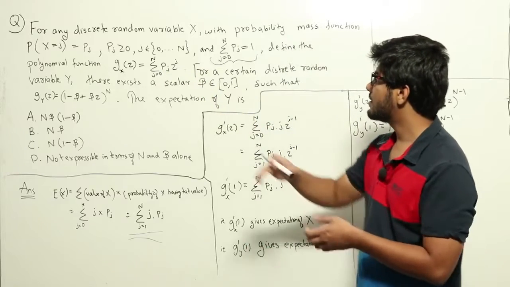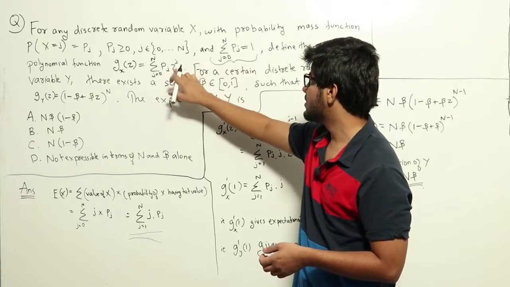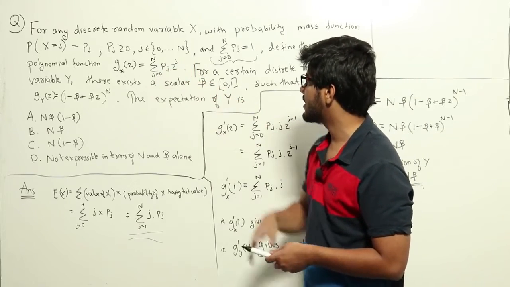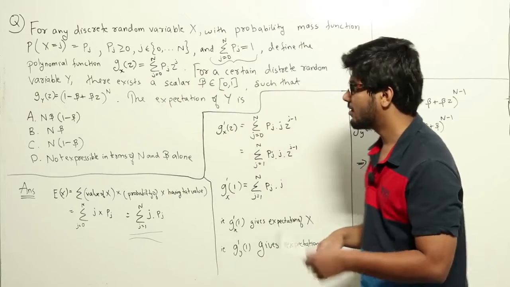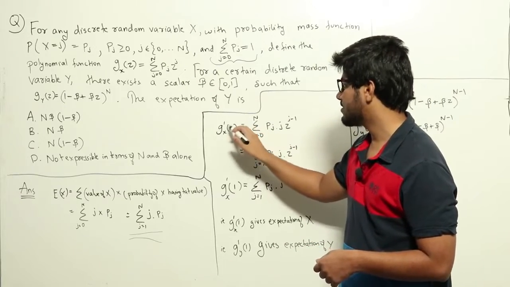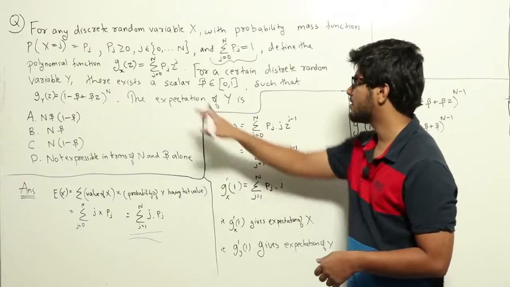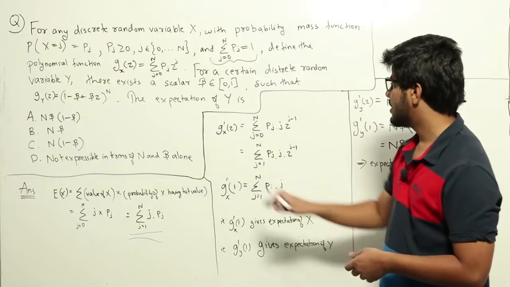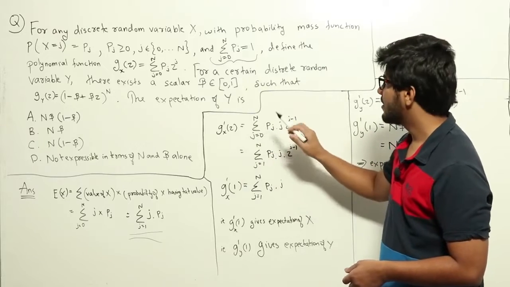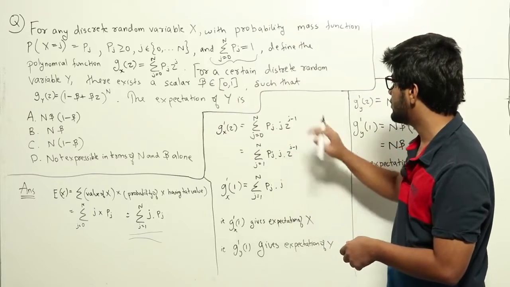If we take the derivative with respect to z, the derivative of z raised to j would be j into z raised to j minus 1. If we take the derivative, we can take this j outside and keep it in this expression. So let's try that out. Let's take g dash of x of z, the derivative of g of x of z with respect to z. This is a function in z. So the derivative of this will be sigma j equal to 0 to n, P of j is a constant, and the derivative of z raised to j would be j into z raised to j minus 1.